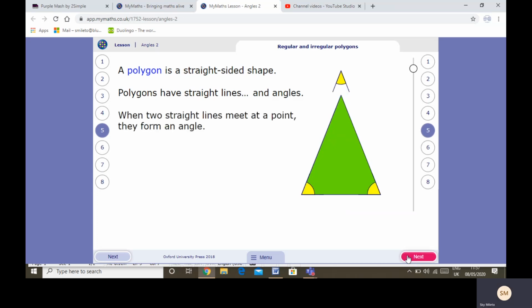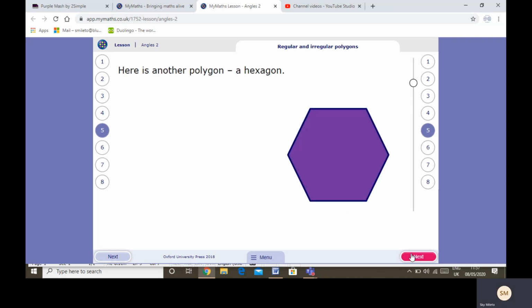And angles. Anytime 2 straight lines meet at a point, they form an angle. So we can see the triangle has 3 because it's got 3 lines and they join at 3 different places. And they're all inside the shape.